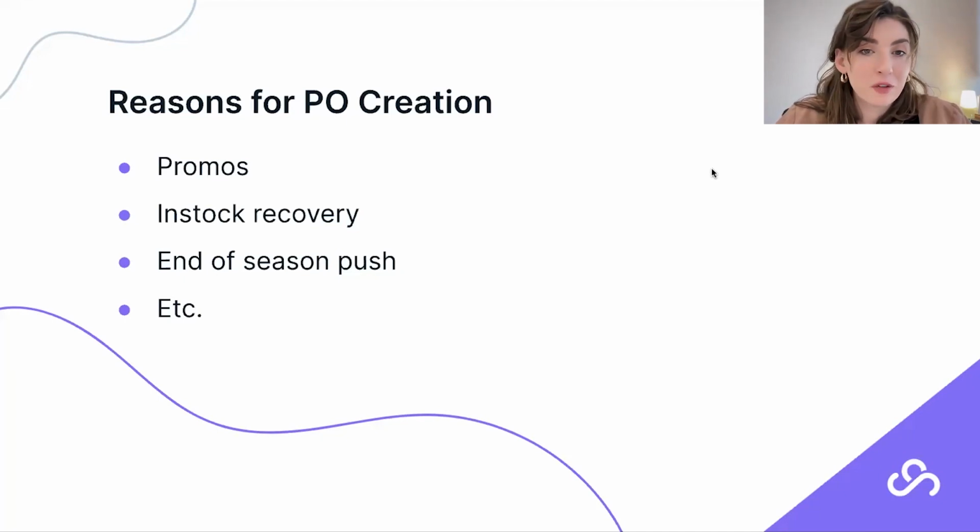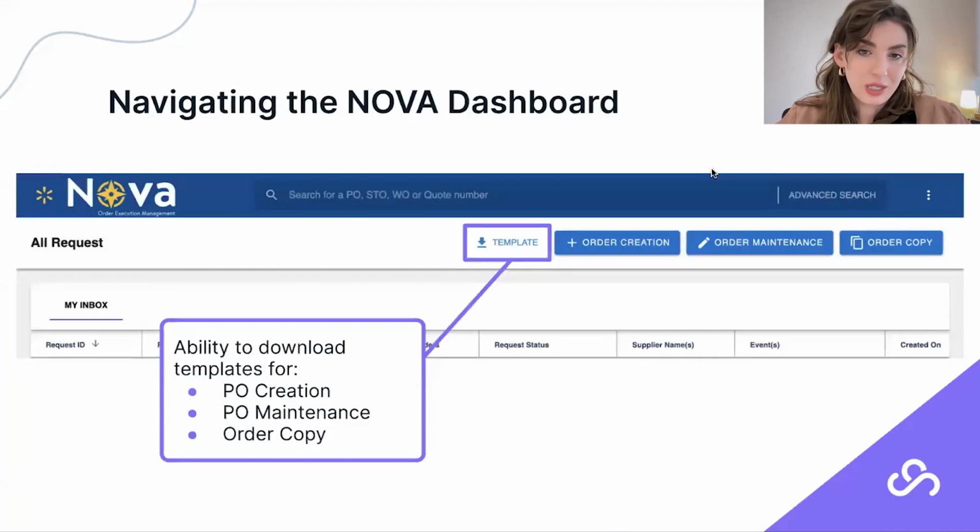So, but if you're creating a PO, what do you need to do? We're back to navigating the Nova dashboard. We kind of already went through the inbox. And what we're doing here is looking at this top section, this top bar, and it's got template and then it's got 3 buttons. This is where I would suggest spending your most time. So there's 2 methods to upload POs, whether it's maintenance or PO creation or order copy, whatever it is. You can do it 2 different ways.